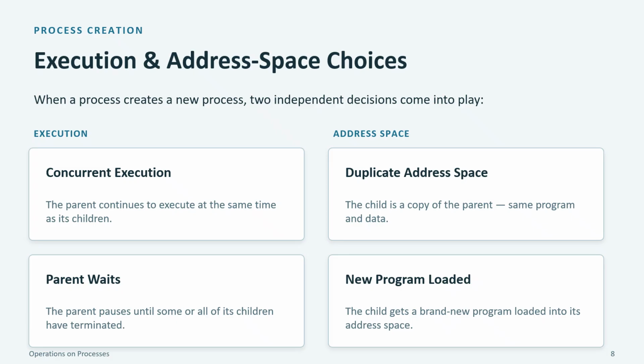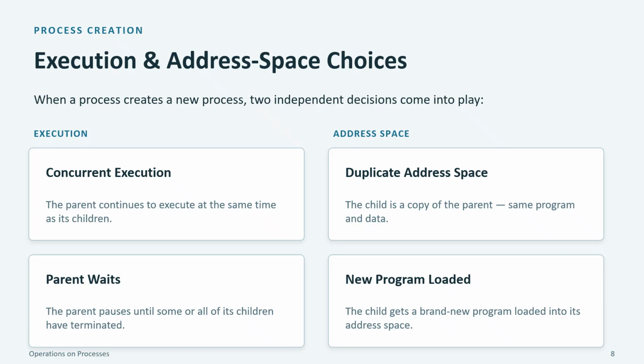When a process creates another process, there are two separate decisions we need to understand. The first is the execution model. The second is the address space model. First, consider execution. The parent and child can execute concurrently. In this case, a parent continues executing while the child is also executing. Alternatively, the parent can call wait. When the parent calls wait, it pauses until the child or one of its children terminates.